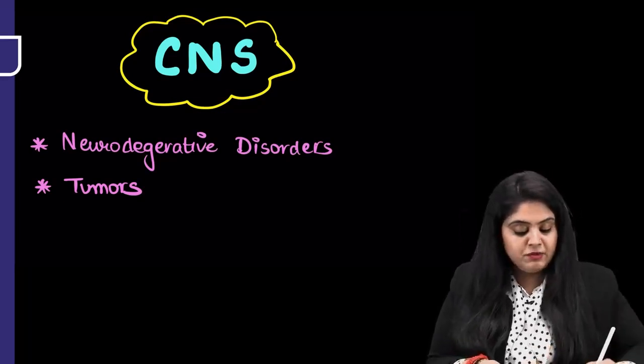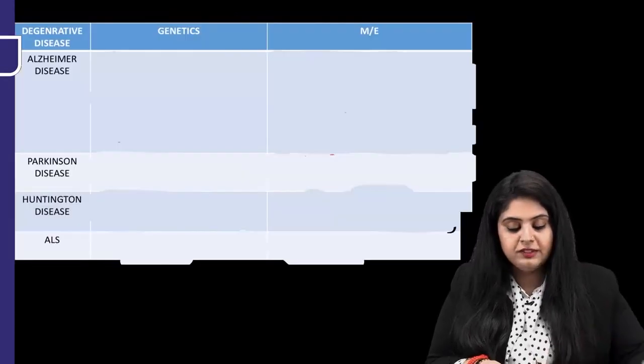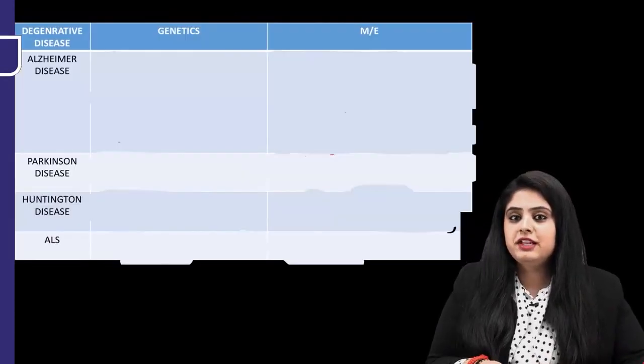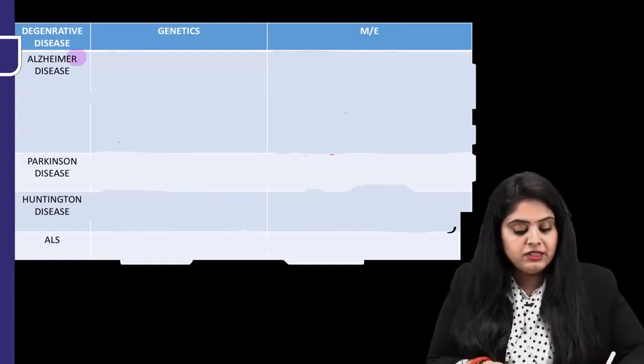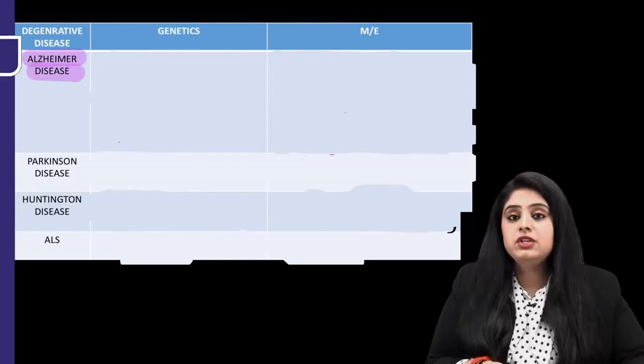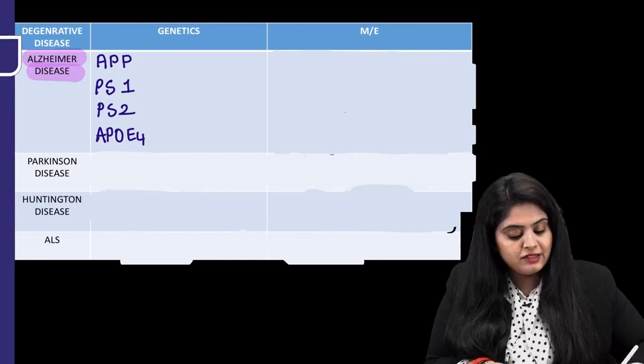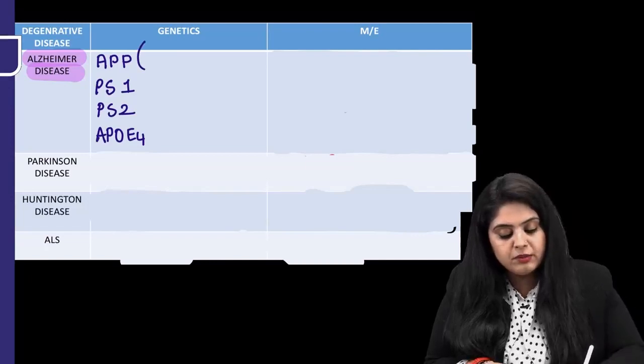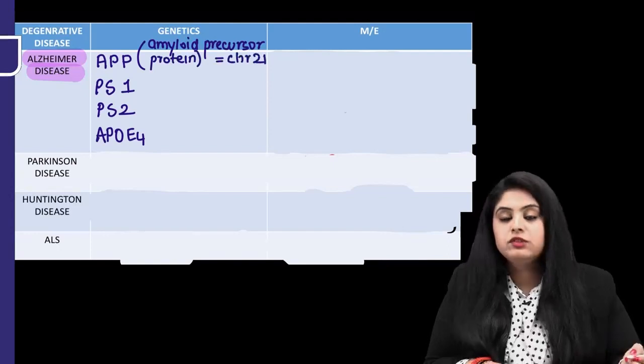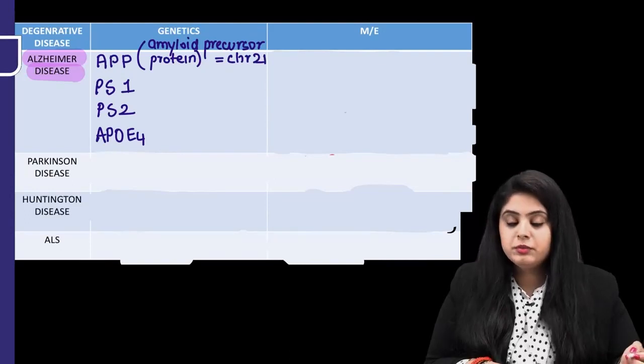So let's begin. First, I'm starting with the neurodegenerative disorders, and you know Alzheimer's, Parkinson's, then the very famous Huntington's and ALS. First, I'm starting with Alzheimer's disease, and I want to start off with the genetics part of it. What are the different genes that are responsible for Alzheimer's? There is the amyloid precursor protein, which I told you about way back in your amyloidosis chapter also. Amyloid precursor protein is present on chromosome number 21. So chromosome 21 is responsible for this.